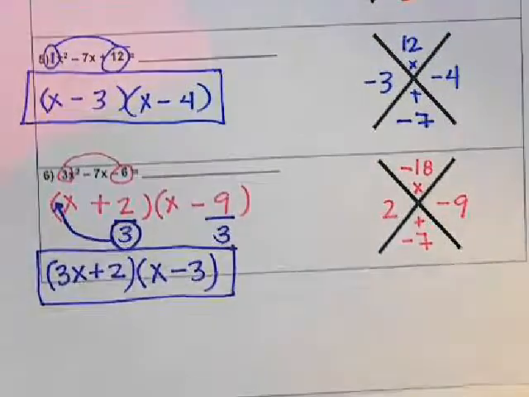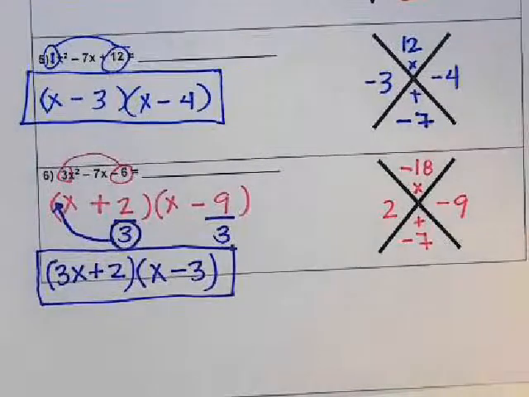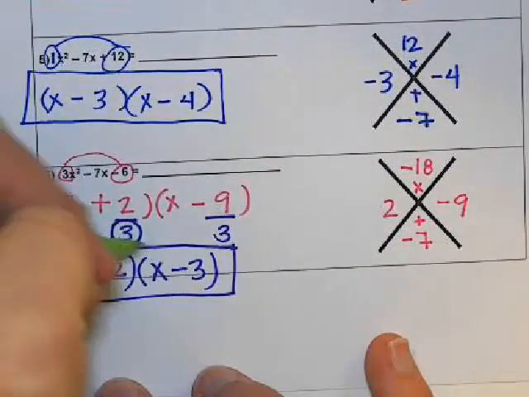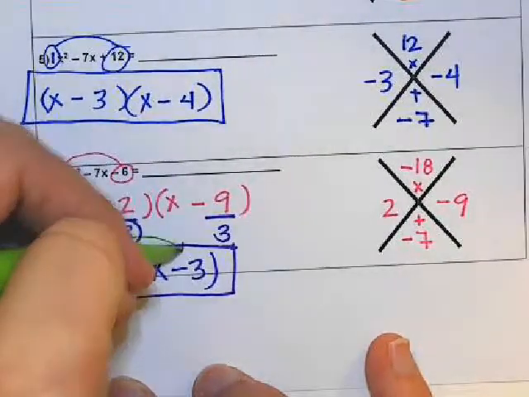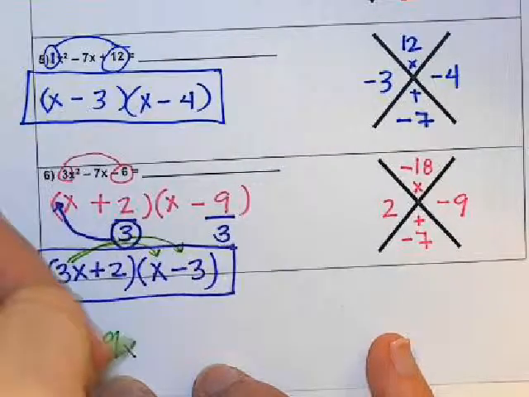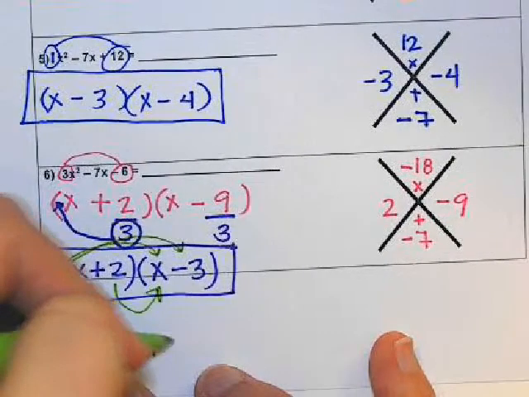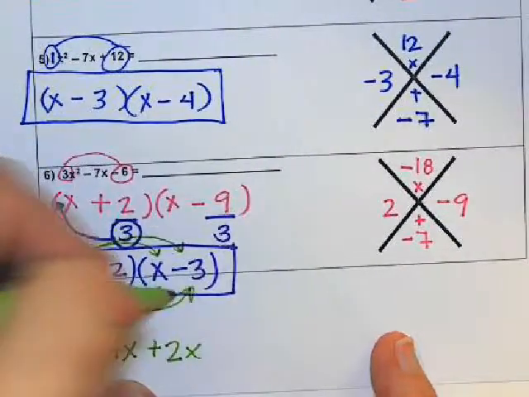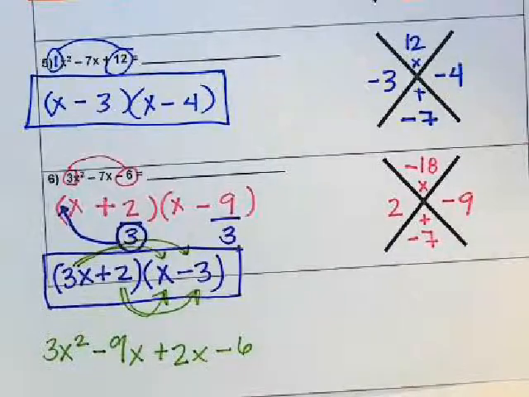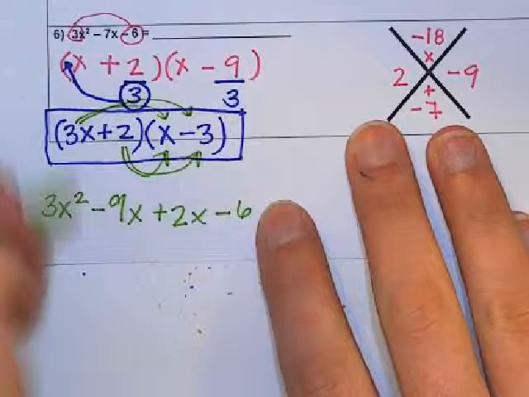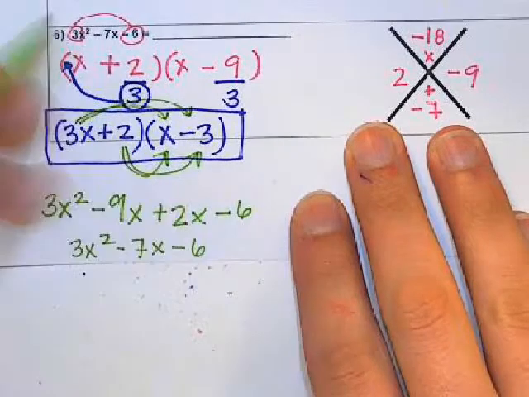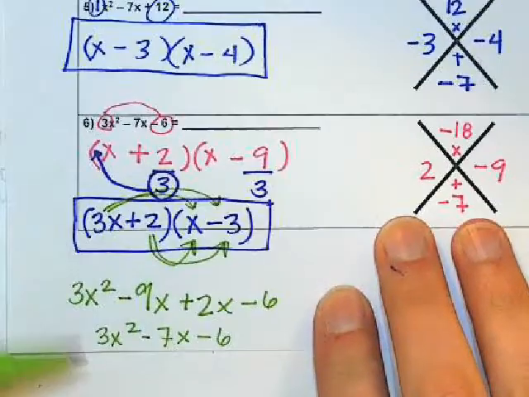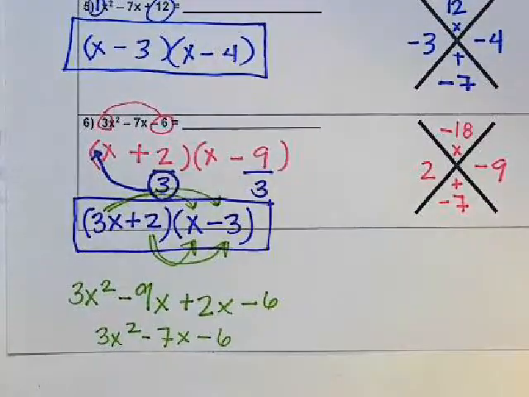Let's see if this works. What do y'all think? 3x times x is 3x squared. 3x times negative 3. 2 times x. 2 times negative 3. Combine my like terms. 3x squared minus 7x minus 6. Is that what we started with? Yeah. Yep, so I'm right. Questions? We are right.